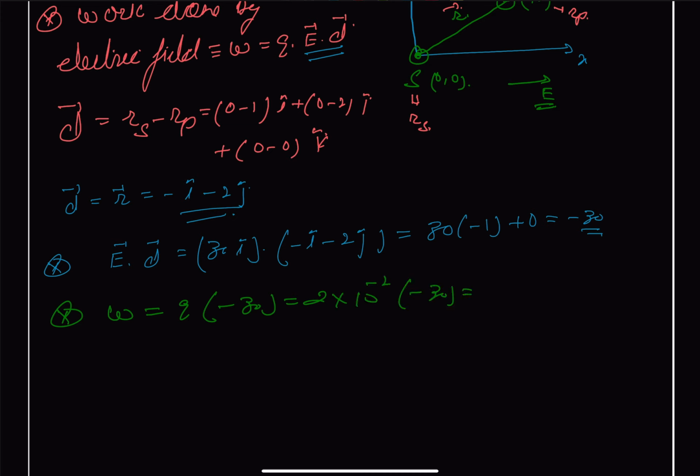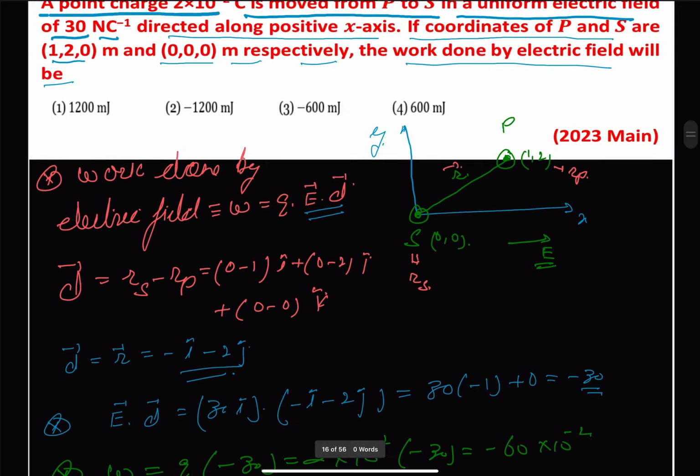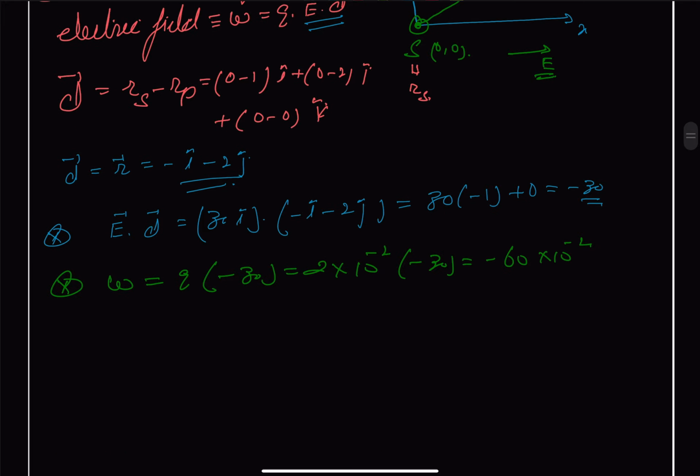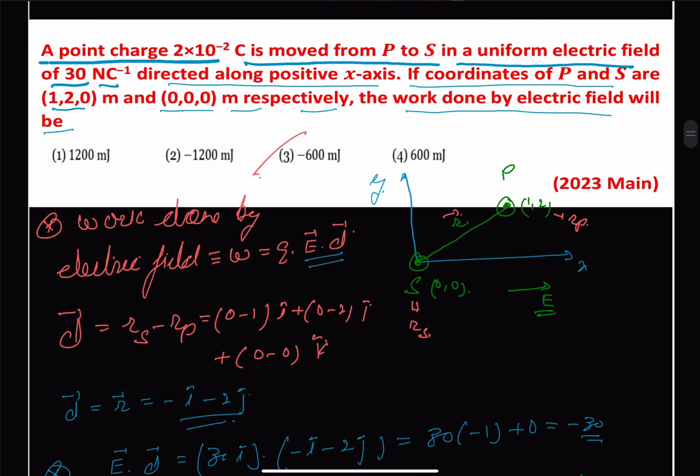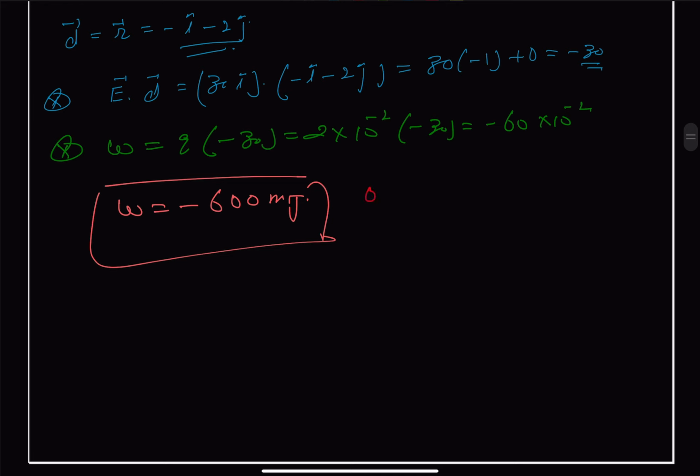This gives us minus 60 into 10 to the power minus 2, and we can call this 600 millijoules. So work done will be minus 600 millijoules. So option number 3 is correct. Next question.